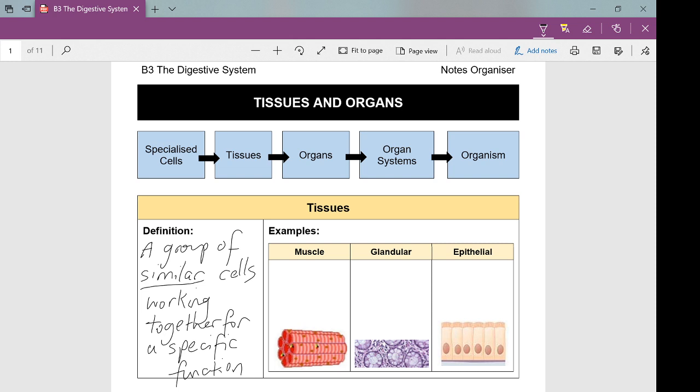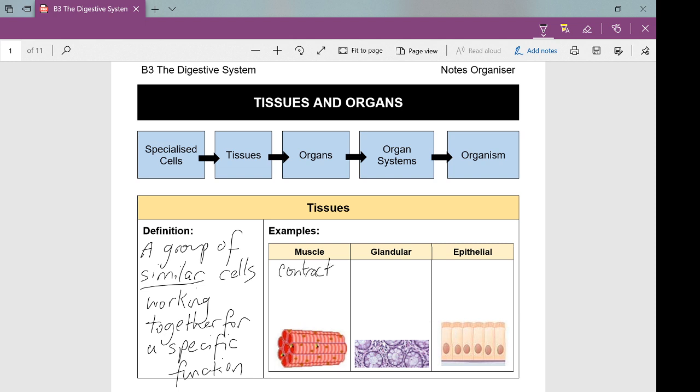Muscle tissue, you would hopefully remember back in Key Stage 3. Epithelial, you may have heard of in Key Stage 3, but you may have forgotten because it is quite complicated. Glandular tissue may be new to you. So when it comes to muscle tissue, you hopefully would already know what muscles do, in that they help with movement, but the way they help with movement is that they can contract.